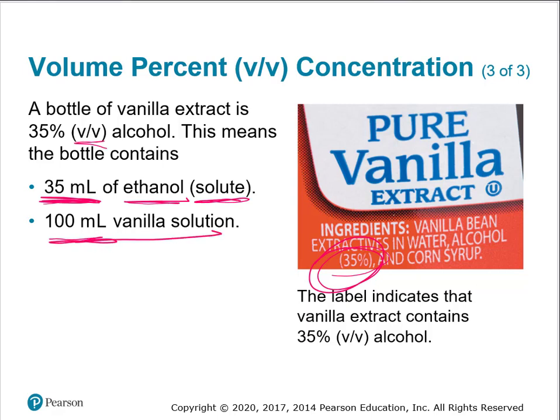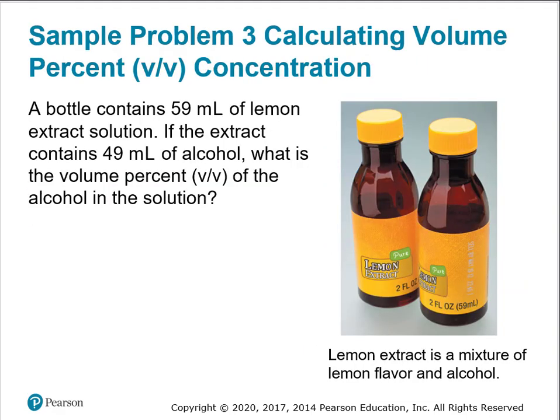Just like in that last example when I said 3.5% neomycin solution, I was able to say, oh, well then there's 3.5 grams of neomycin per 100 grams of ointment. Let's say that I have a bottle that contains 59 milliliters of lemon extract solution, and the extract contains 49 milliliters of alcohol. What is the volume percent of the alcohol in the solution? See if you can set that up.